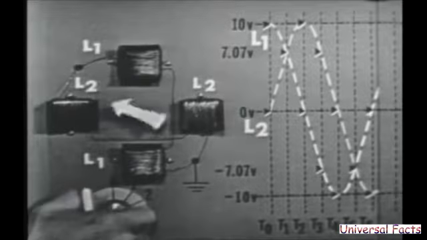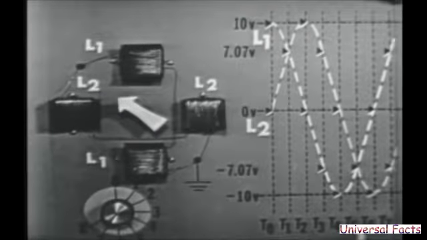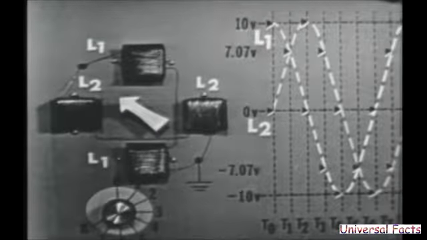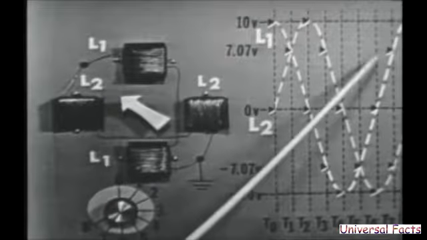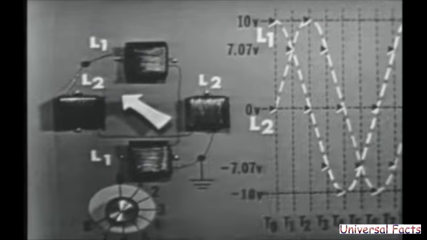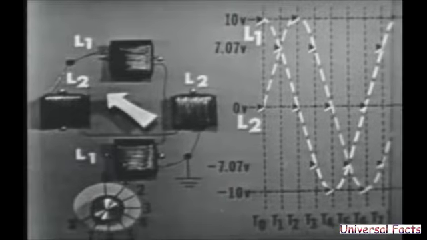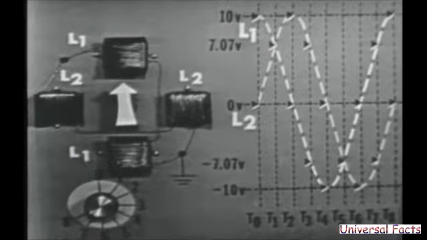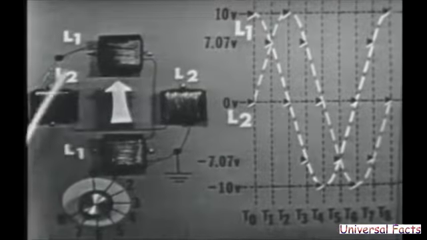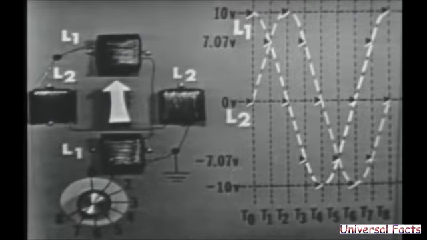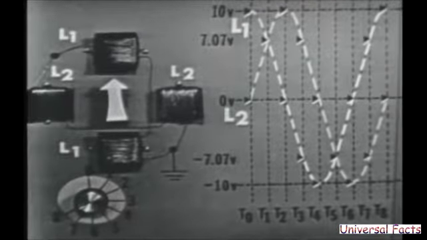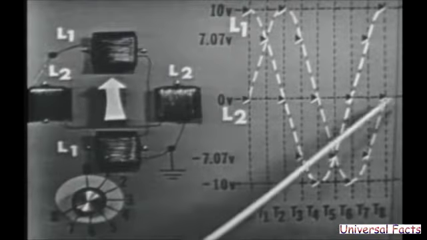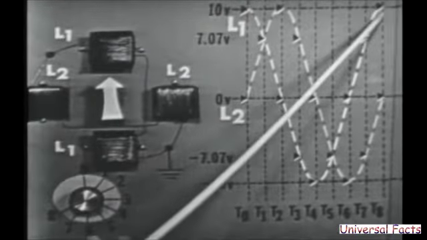Now, at time 7, both coils are energized. L2 at negative 7.07, L1 at positive 7.07. And at time 8, we're back at 0 degrees, where we started. And our voltages and polarities are also at the same values we started with. L2 is at 0 volts, L1 is at max positive.